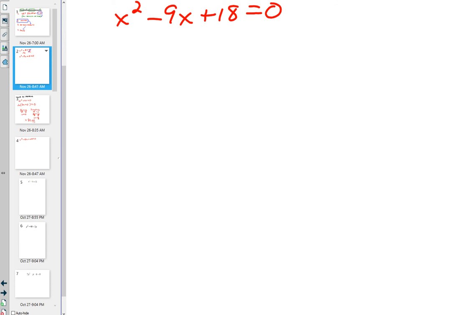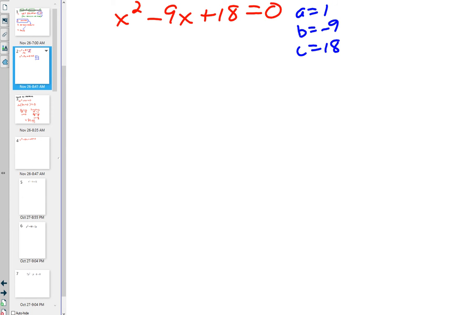How many terms are there? With 3 terms, what do we look for first? So with an a of 1, a b of negative 9, and a c of 18, do those 3 numbers have a common factor? No. But you also need to look at the variables, Rosalind. Do all 3 terms have an x? No, so there is no greatest common factor.